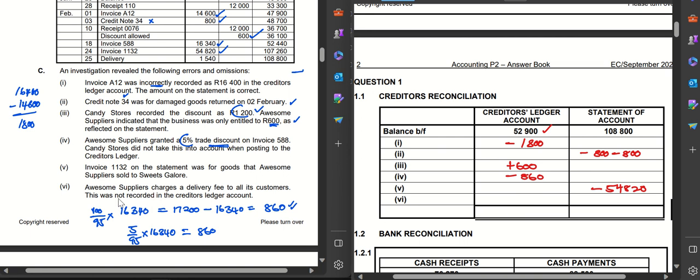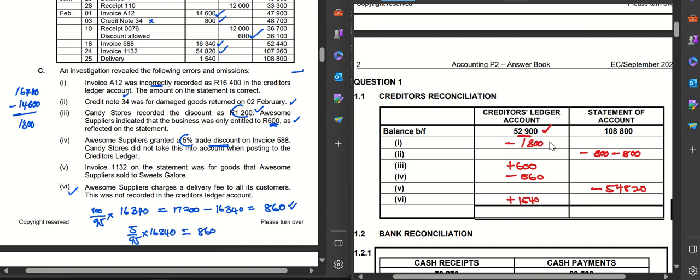Then the last transaction reads: Awesome Suppliers, that is them, charges a delivery fee to all its customers. This was not recorded in the creditors ledger at all. So we did not record that transport fee. So we're going to come here, then we're going to add it, plus 1,540. So this transport fee, we would treat it the same way we would have treated interest. That is an amount that was not recorded at all. So we're going to take our calculator, we're going to add. Remember to add this 52.9.